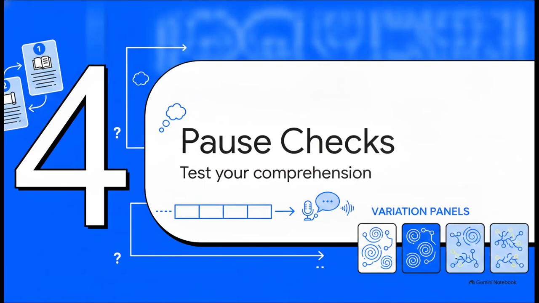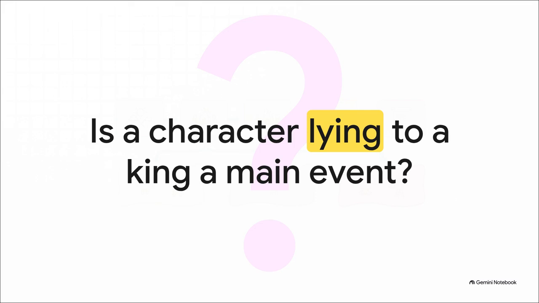All right, Section 4, Pause Checks. Now it's time to actively test what we've just covered with 2 quick questions. Let's think back to our earlier comparison about what actually drives a plot forward. Here's your question. In a sequence chart, if a character decides to lie to a king, is that a minor detail or a main event? Take a second to think about whether or not that lie forces a new action.